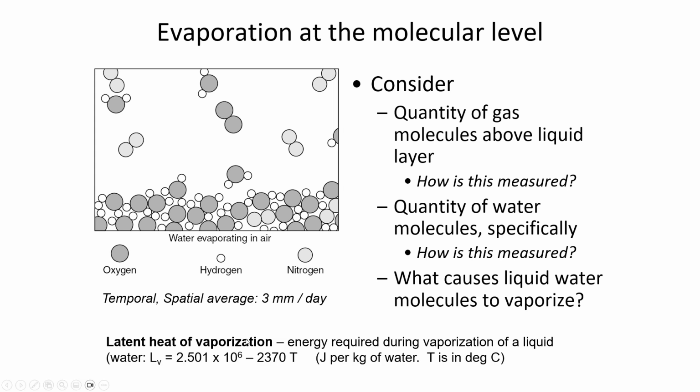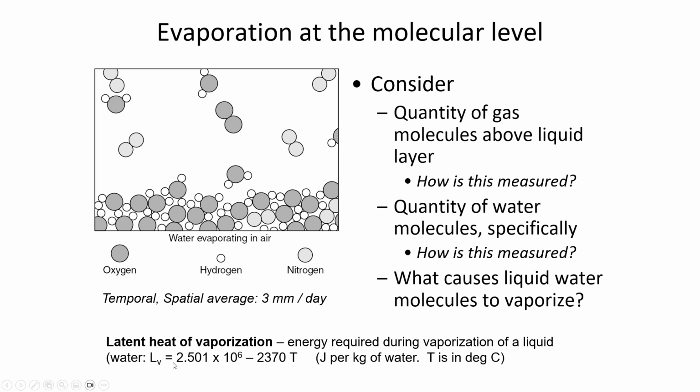Now here's that statistic that I mentioned earlier. It's a physical constant that tells us the amount of energy that's required to drive water from the liquid phase into the gas. And so the latent heat of vaporization says that there's a certain amount of joules per kilogram of water that's required to undergo that transition from liquid to gas. And it varies slightly depending on the temperature. And here the equation is written with the temperature being expressed in units of Celsius.